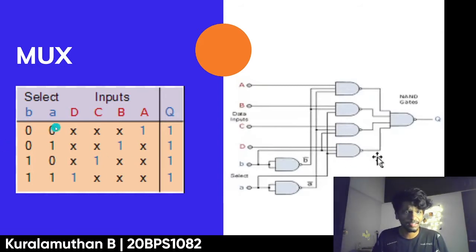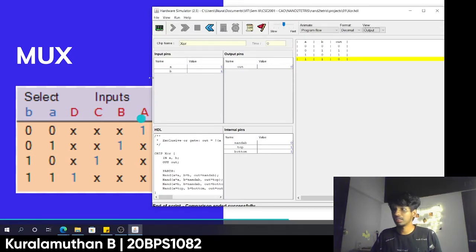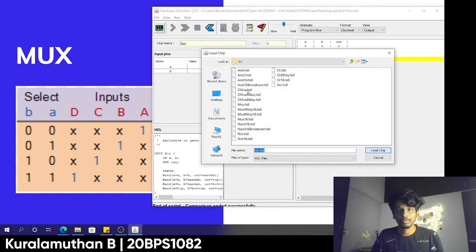So if the select lines produce a selection of 0 and 0, then the zeroth input, that is the A input, is going to be forwarded to the output. No matter what the input is in A, if it is 0, it is going to be output as 0. Even if it is 1, it is going to be output as 1. So whatever it is in the data line, it is going to be forwarded to the output line. So let's check it out with our hardware simulator.